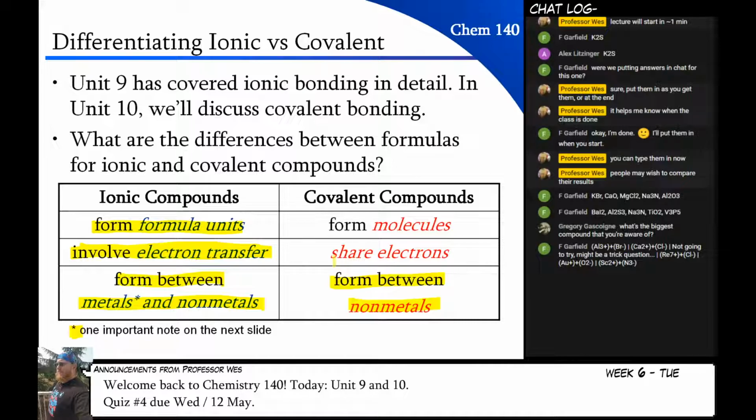And so we'll describe that in more detail in Unit 10. And the end result that we get is a molecule that is independent. Since there are no charges, they don't attract other molecules to them. And so they operate on their own.